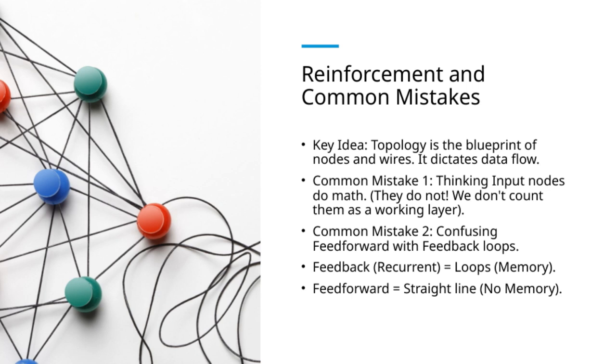Another mistake is confusing feed-forward structures with feedback loops. It's important to understand that feedback, or recurrent connections, create loops in the network that give it a kind of memory. These loops allow the network to remember previous information. On the other hand, feed-forward networks are straight-line connections that flow in one direction only. They don't have loops or memory components. Recognizing this difference is crucial for understanding how different types of neural networks work.